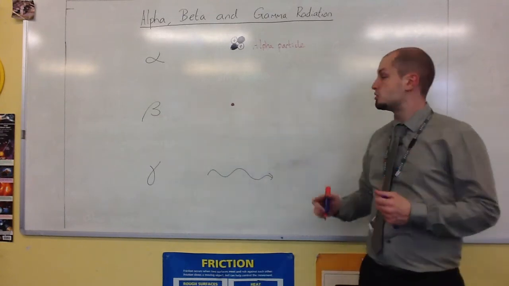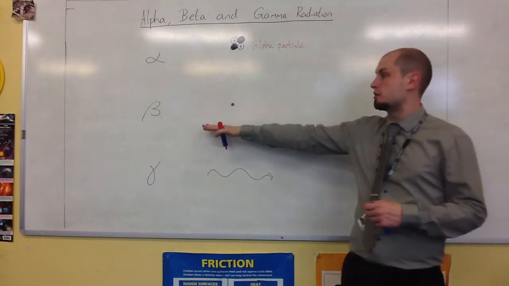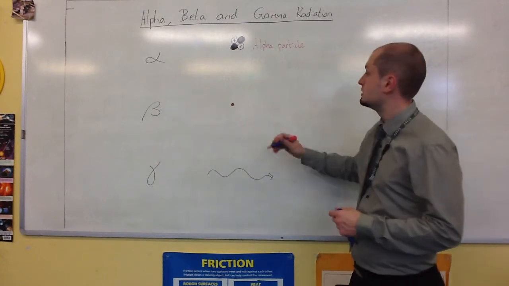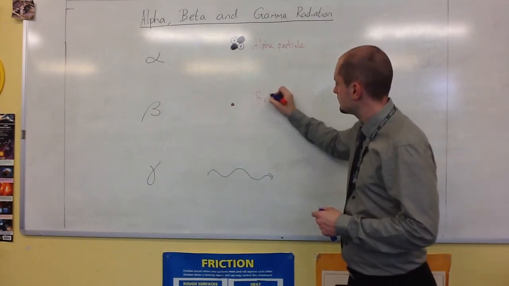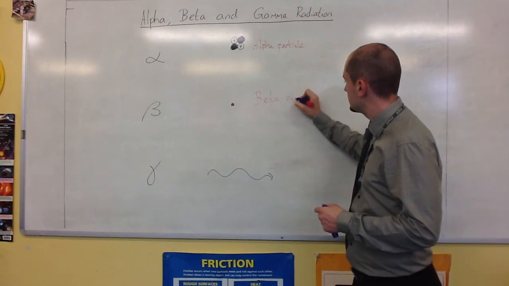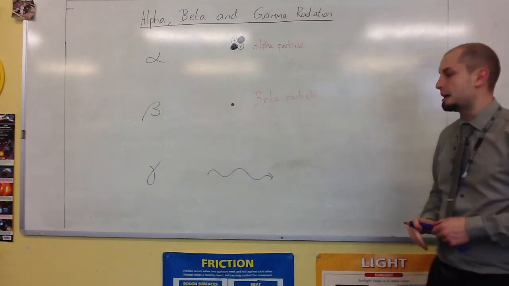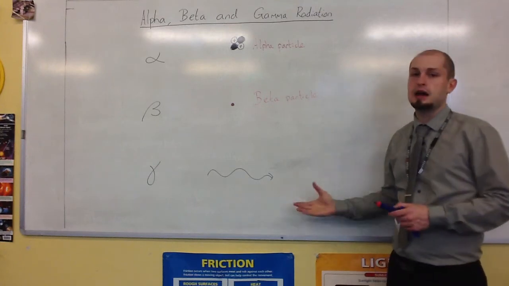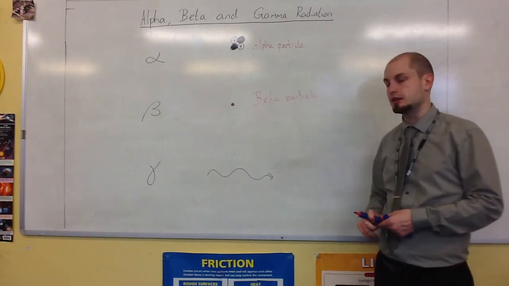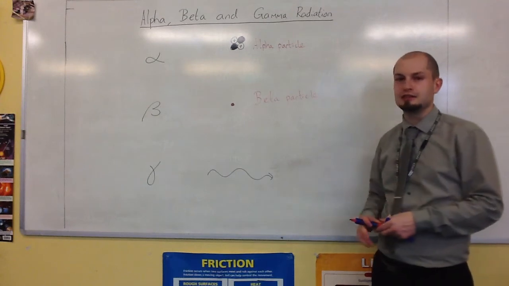When you've just got an electron, which is the bit from the outside of the atom wandering around, that's the beta particle, which is this one. And the final one is a gamma ray. Now, a gamma ray is not a particle. It's a wave of light.